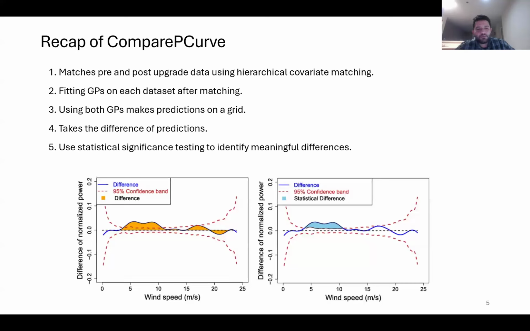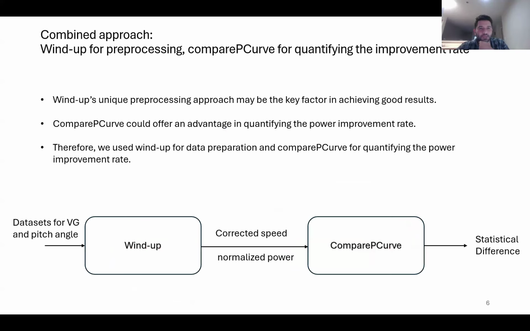But the fact is that some of these differences at some regions might not be statistically significant. So the method also does a statistical test and keeps only the regions where the difference is significant, like the blue region in the right plot. The statistical difference is smaller than the raw difference, but it is more reliable to claim for the improvement rate.